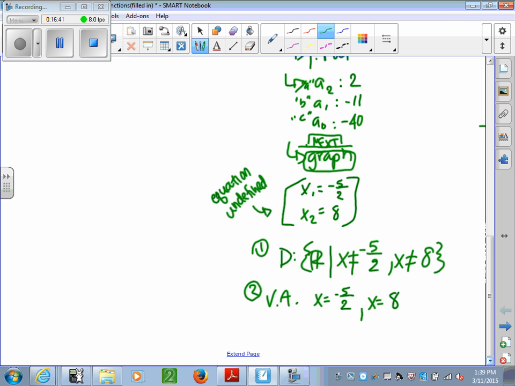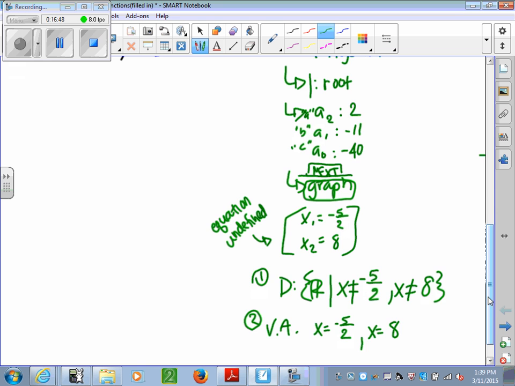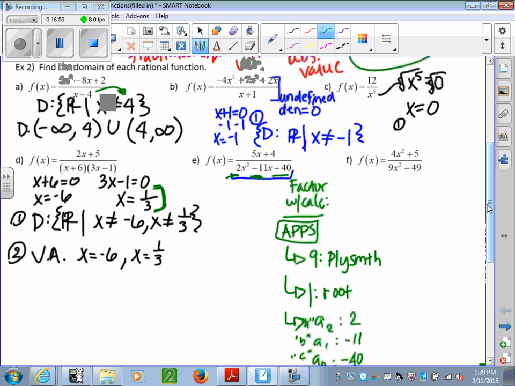So that's how you can use your graphing calculator to factor, and then use those factors to get to your domain and vertical asymptotes. Alright. Okay, so 9F we did in class. I'm not going to go over that again, but basically you just factor.